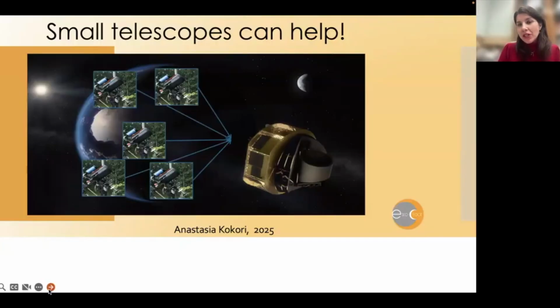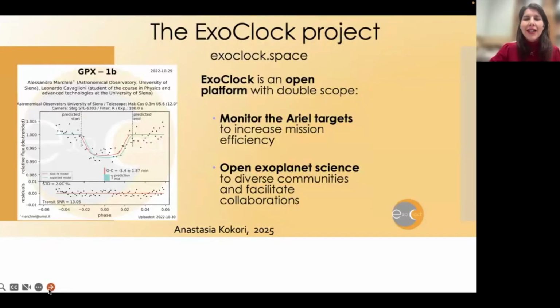Since these observations are time critical, we can already start observing the planets from now, and with smaller facilities to increase the mission efficiency. In order to prepare the mission in the best way and coordinate the observations for all these planets, we have developed the project which is called ExoClock.